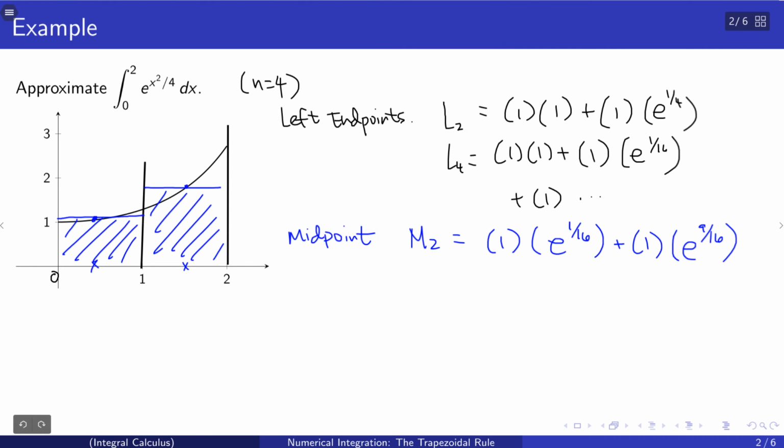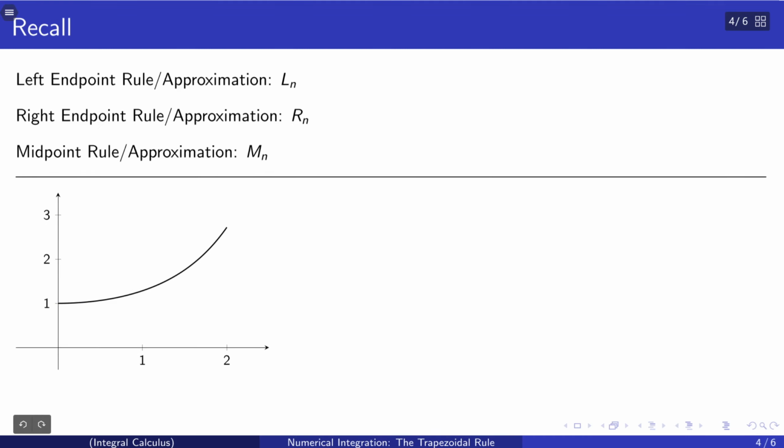What I want to do here is give you another rule that we can use to do these approximations, so that we'll have 4 rules after this: left endpoints, midpoints, right endpoints, and one more. So what's this other rule?